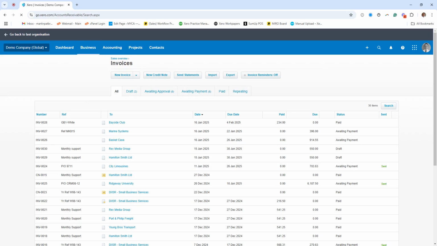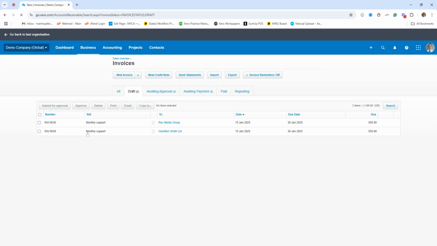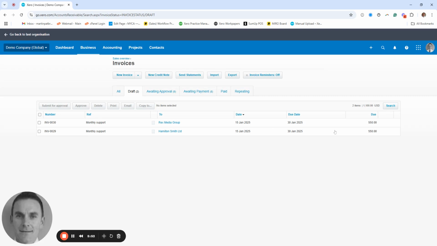into it. So we're going to click back on business and we'll click back on invoices, which are the invoices we send out to our clients. You can see here we've got two sitting here: monthly support to Rex Media, worth 550, and another one for 550 to Hamilton Smith Limited, and these are due to be paid by the end of the month.